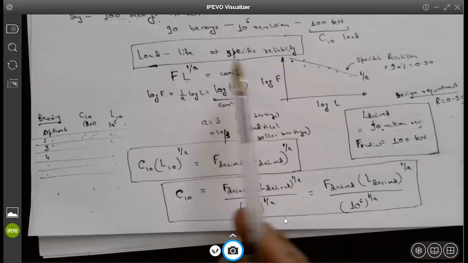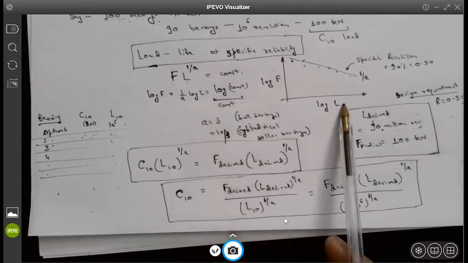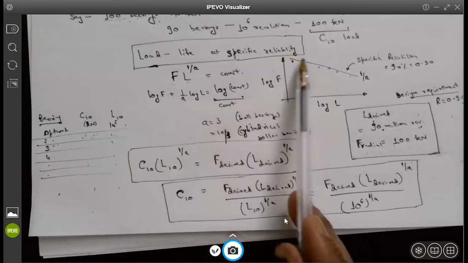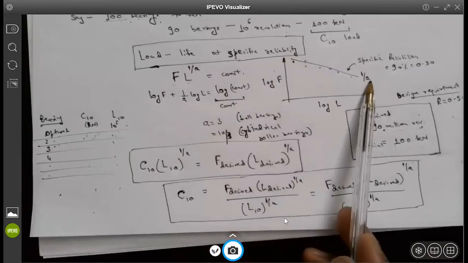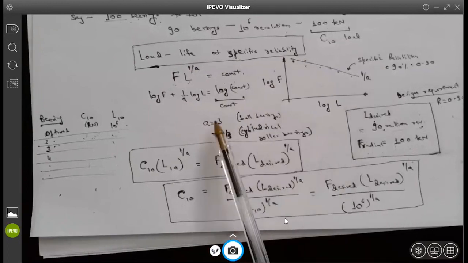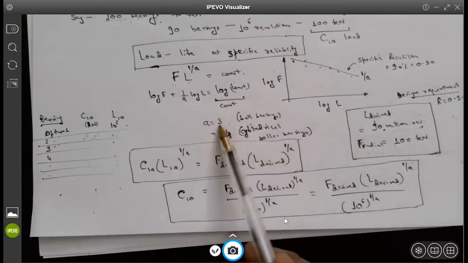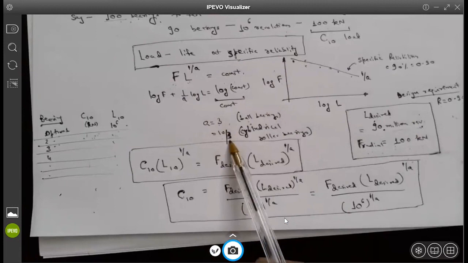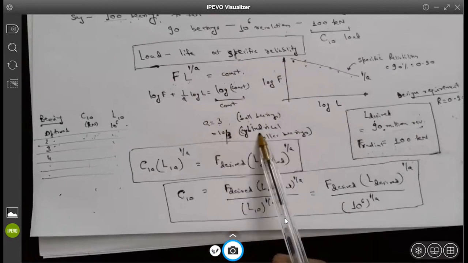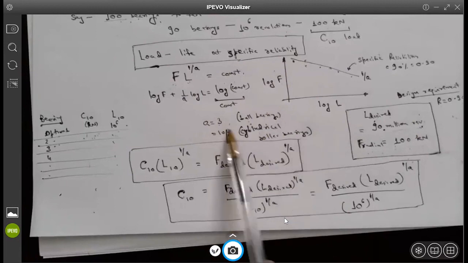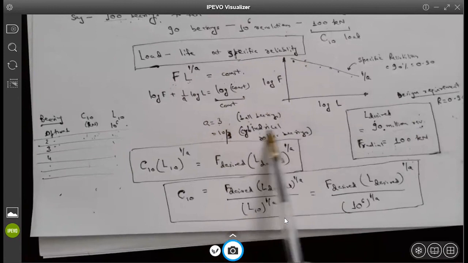So in a log plot, if I plot the log of the radial load against the log of the life in revolutions, I will get a straight line. The slope of the straight line is given by 1 over a. This exponent has been found empirically, or experimentally, to be 3 for ball bearings and 10 over 3 for cylindrical roller bearings. Is everybody with me so far up to this point?